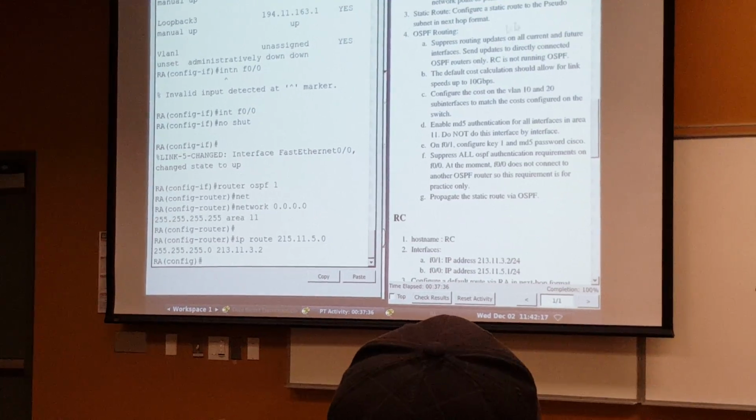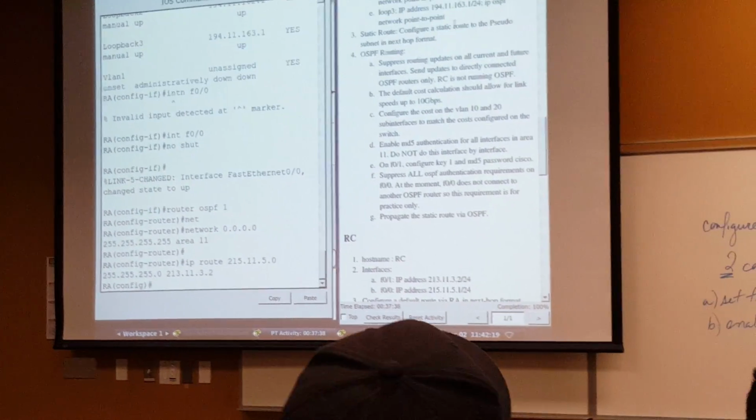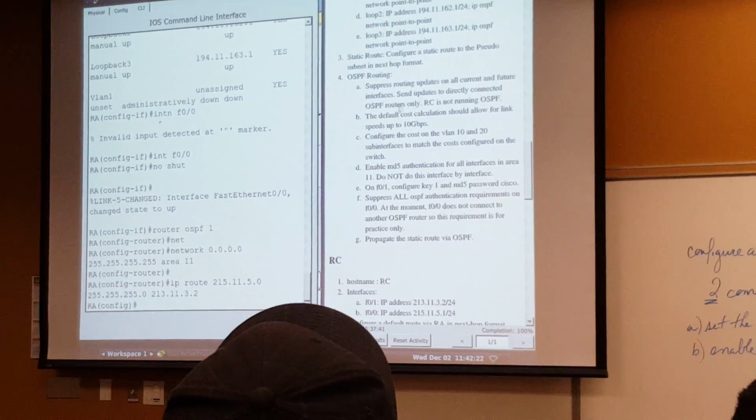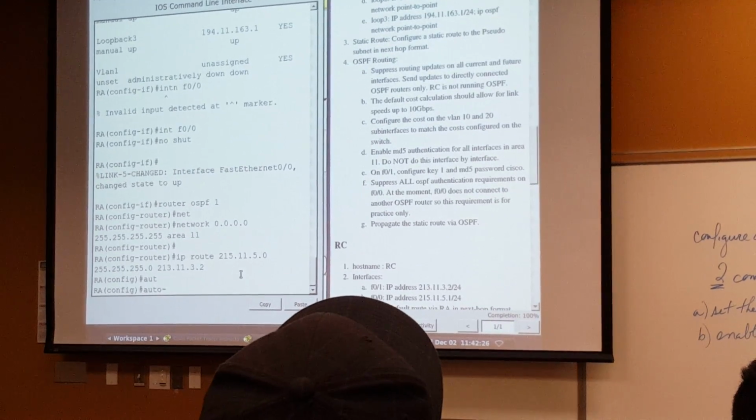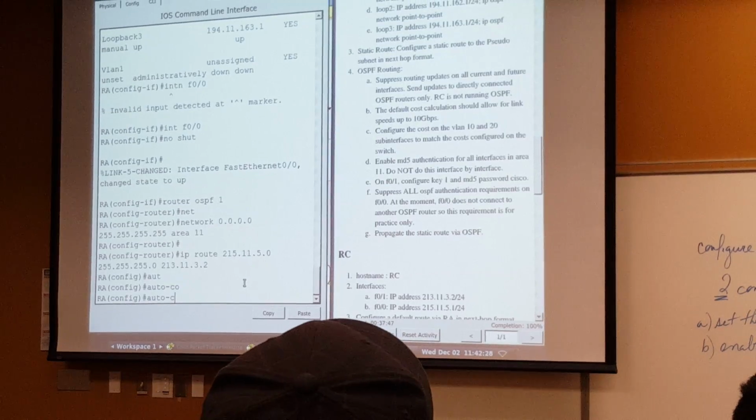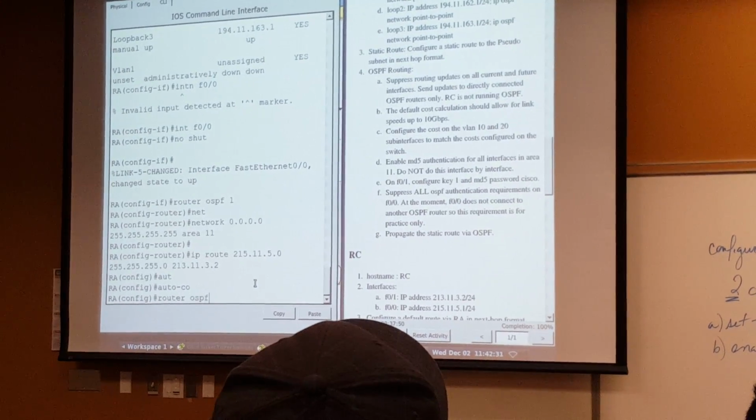Clean on updates on all current and future interfaces. This is the passive interface default. Default cost calculations: this is the auto cost reference bandwidth. Oops, I'm not in router OSPF 1 anymore.